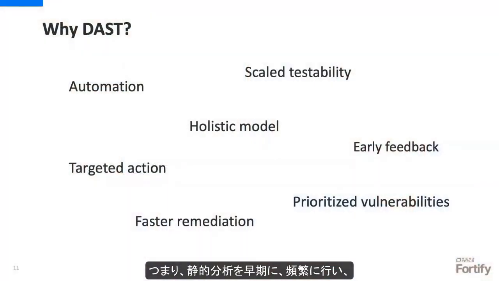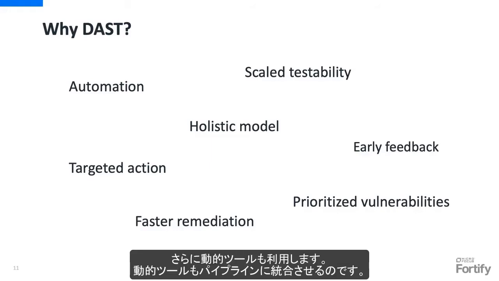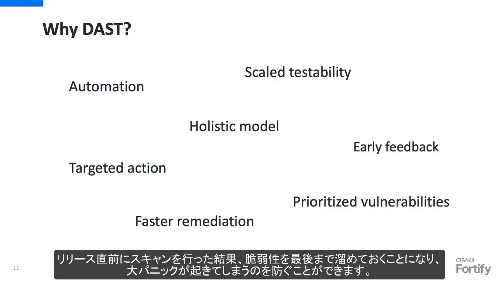We know that teams don't have enough pen testers to cover all their applications. So the model that customers are trying to move towards is more of a holistic model, where they're doing static analysis early. They're doing that often. They're identifying vulnerabilities soon as a part of their dev process, and they're remediating those as they work. And then they're using dynamic tools as well. So they're integrating dynamic tools into their pipelines, so that they're getting repeated scans, and they're not having to run these ad hoc scans that save up vulnerabilities till release time, and then you've got this big panic at the end.